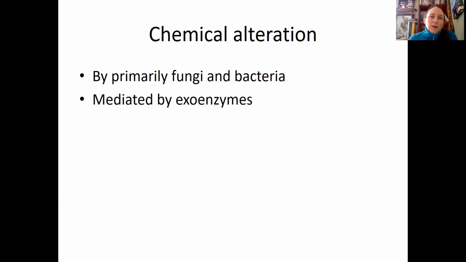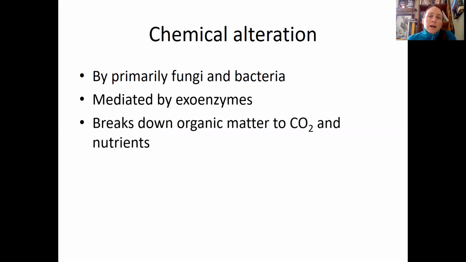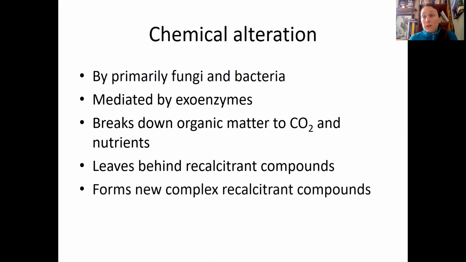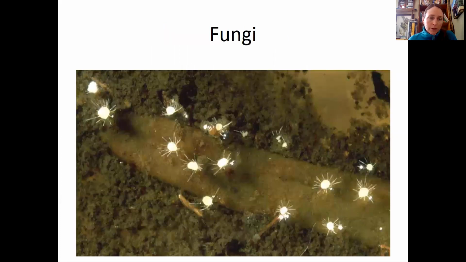And so the fungi and bacteria colonize, and then they start altering the leaf litter chemically. Some of these organisms use what are called exoenzymes. So they release enzymes into the environment outside of themselves, which can break down these recalcitrant compounds and turn them into CO2 and nutrients. And then leaving behind some of the more recalcitrant compounds, or forming new, complex, even more recalcitrant compounds.